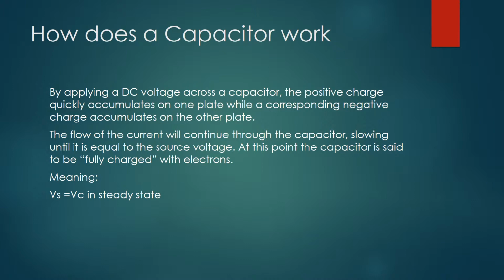Eventually, after a certain amount of time, the capacitor will reach steady state condition, which is when the current ceases movement in the circuit. Before steady state is achieved, the current flows through the capacitor, slowing as it stores charge. Upon stopping, steady state has been achieved, meaning the capacitor is fully charged and equal to the source voltage.